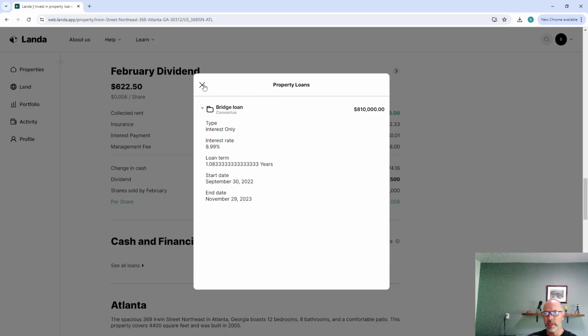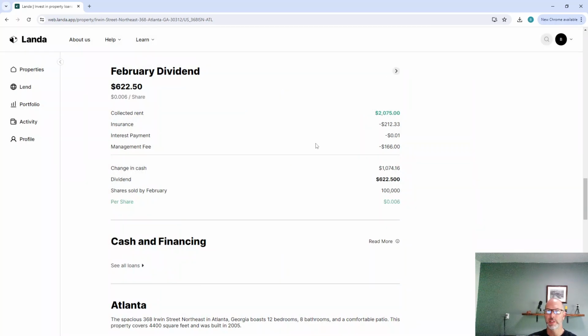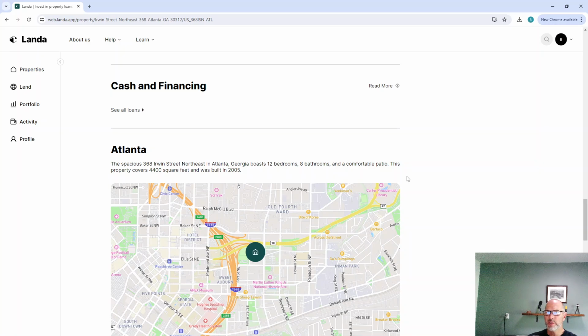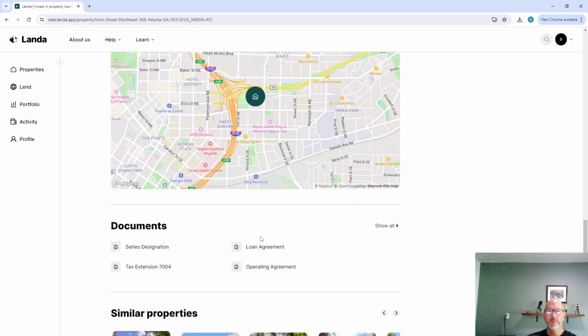So in theory, now that the property has been completely sold, there should be no loan on it, and this should not be showing as a current loan. This should be showing as a past loan that's paid off, which then leads to the next question of what in the world are we paying interest on? So these are some of the issues I've got with the Landa app. I love the information. I love the details. I love everything they're showing on the properties. I just wish it was accurate.